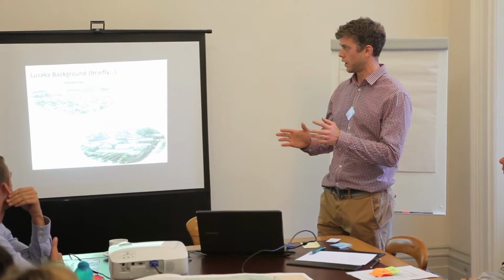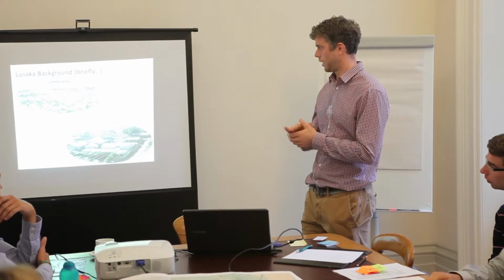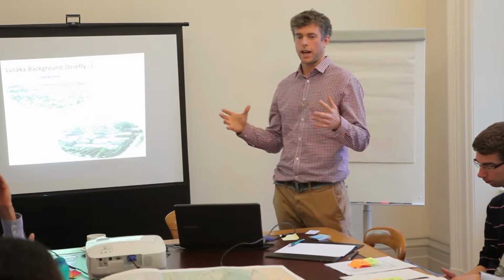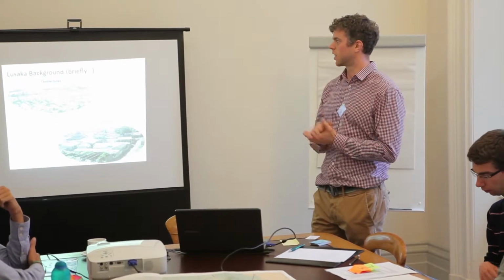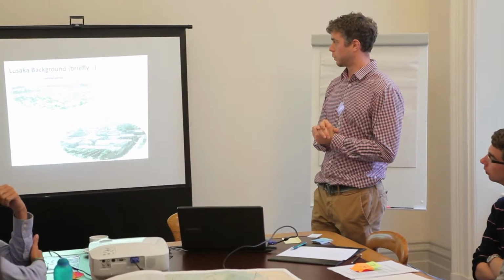So Lusaka, very briefly, I've simplified it down. Central zones, quite gridded settlements and peri-urban areas. These sprawling areas within the city. Lusaka has got a population of about 2 million people. There's big problems with adequate water supply.